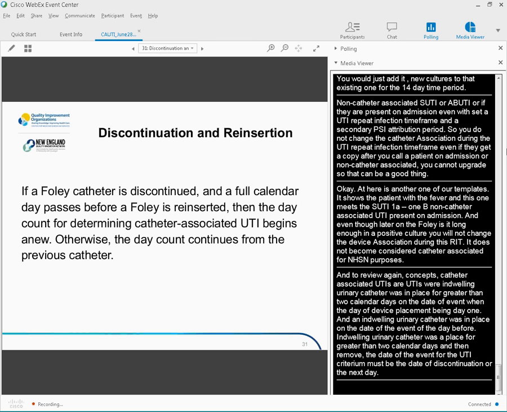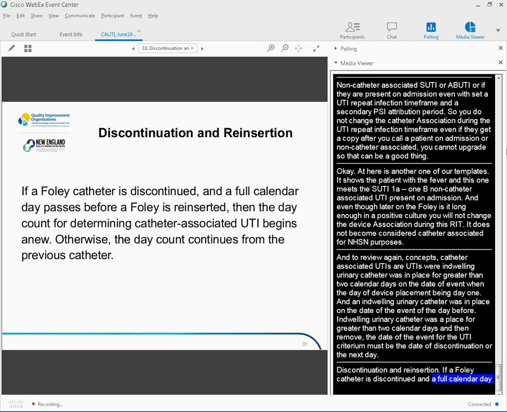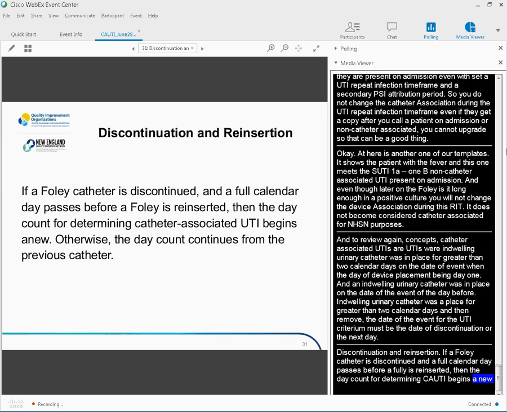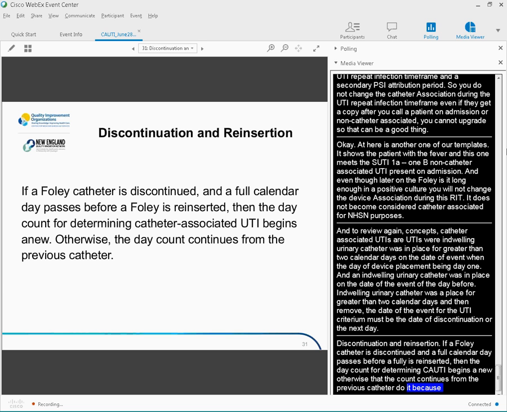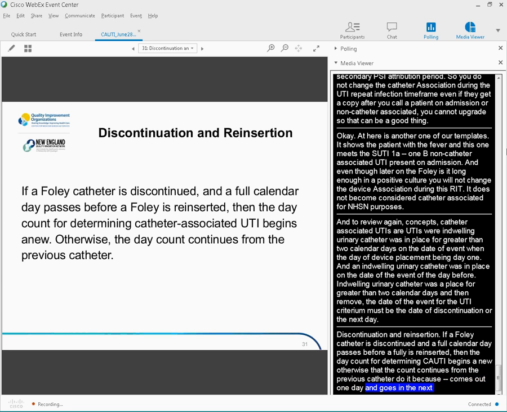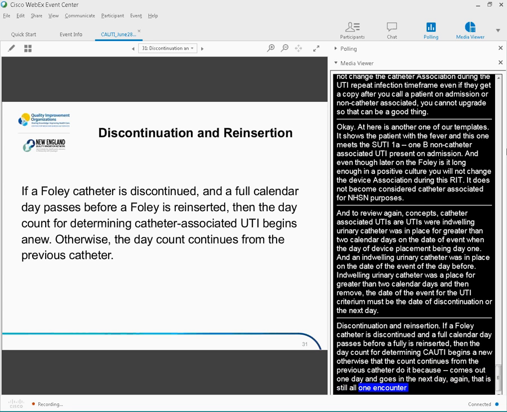Okay, discontinuation and reinsertion. If a Foley catheter is discontinued and a full calendar day passes before the Foley is reinserted, then the day count for determining CAUTI begins anew. Otherwise, the day count continues from the previous catheter. So if it comes out one day and goes in the next day again, that's still all one encounter Foley-wise. If it comes out on one day and then a whole calendar day passes, it goes on the next day, then you start fresh. It goes by days, not hours.